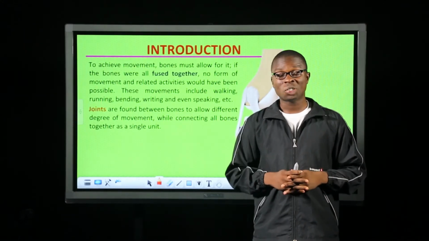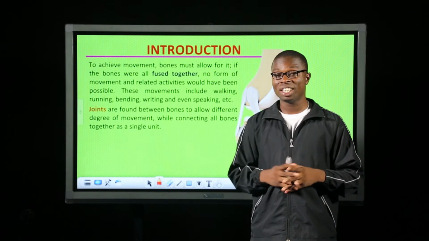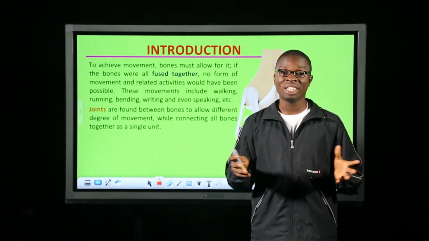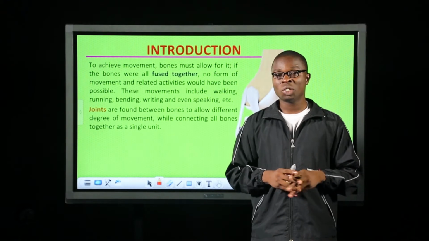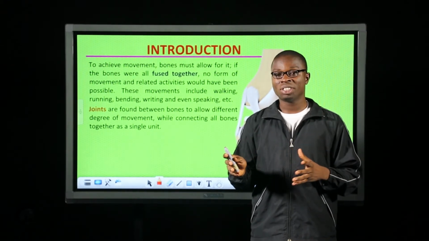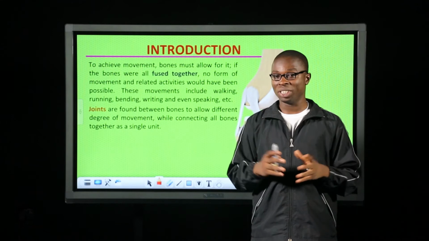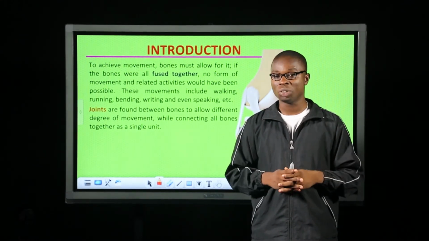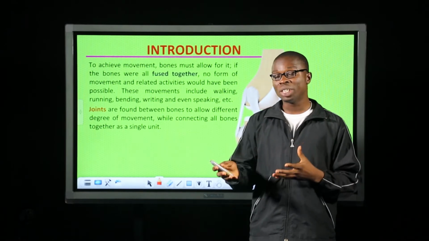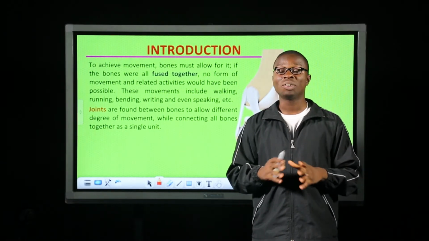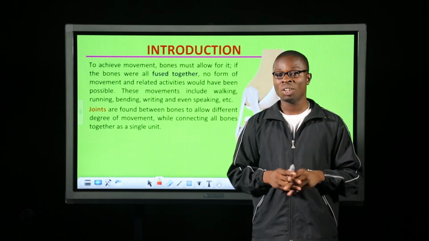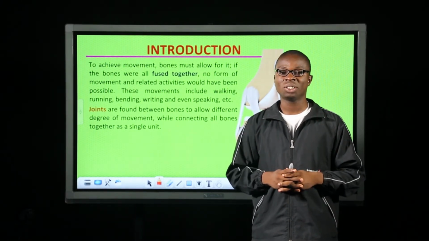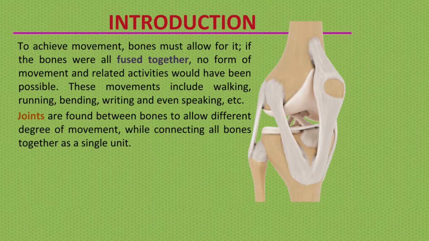As humans, we all have to achieve different levels of movement, such as walking, running, writing, speaking, and even bending. To make movement possible, the bones need not be fused together, because if they are all fused together, no form of movement will be possible. The joints are found between bones to allow for different degrees of movement, while also connecting all bones together as a single unit. But what is a joint?